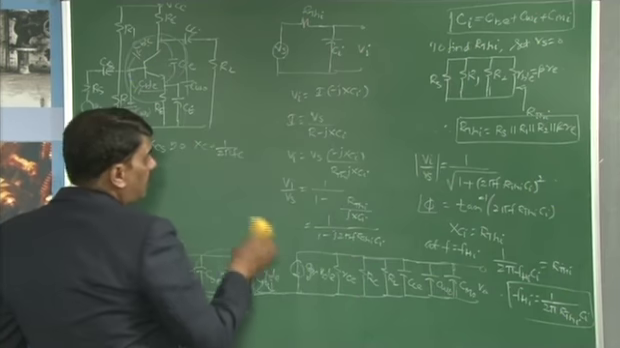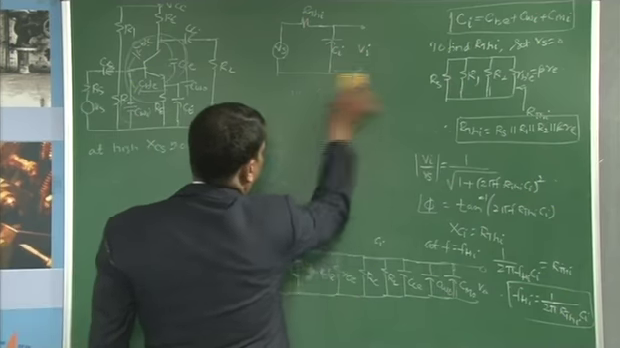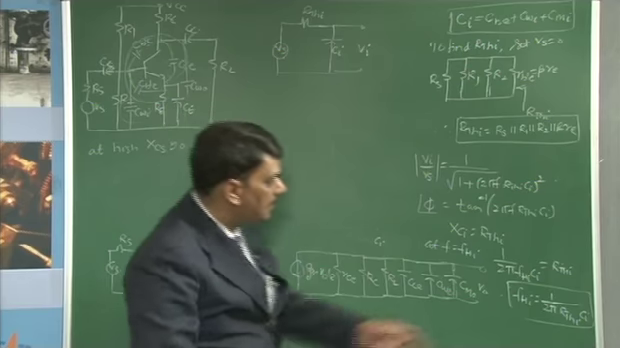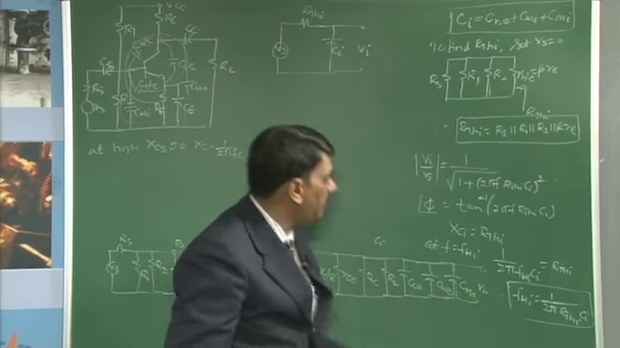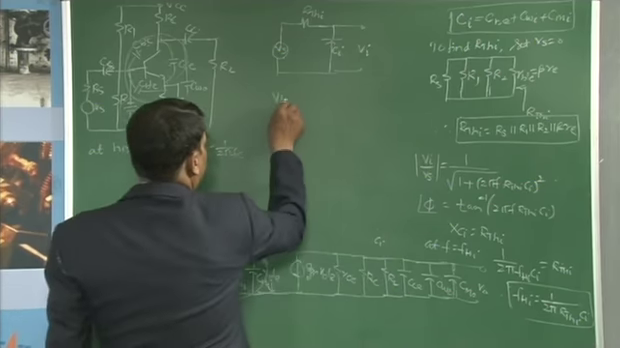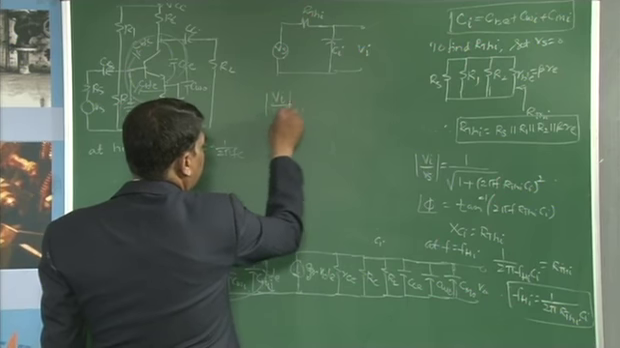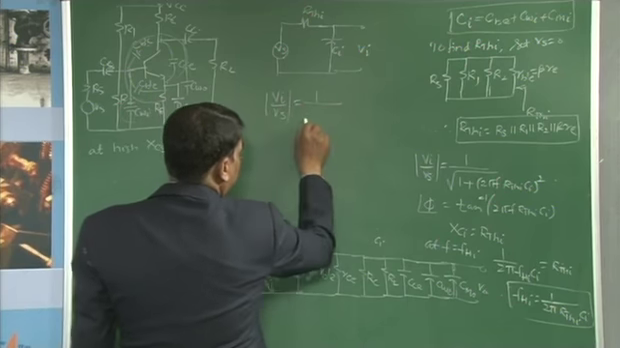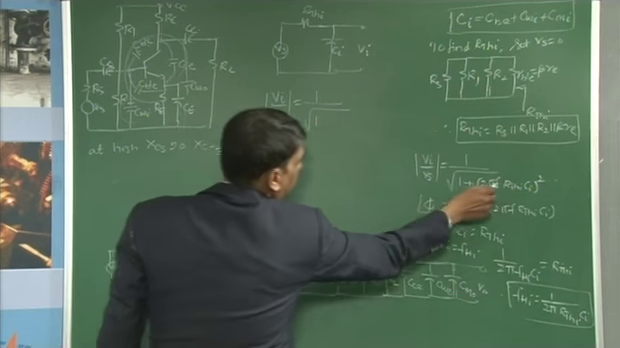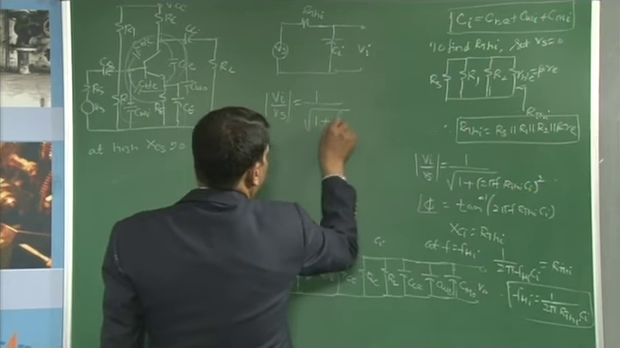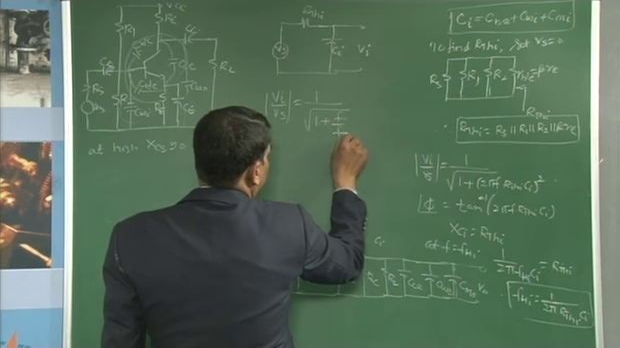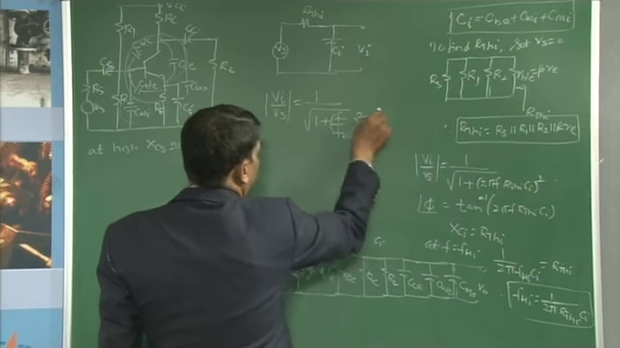Then the gain at this frequency is given by, you have to calculate Vi by Vs. If you consider the magnitude, this is equal to 1 divided by the square root of 1 plus f divided by Fhi whole squared.